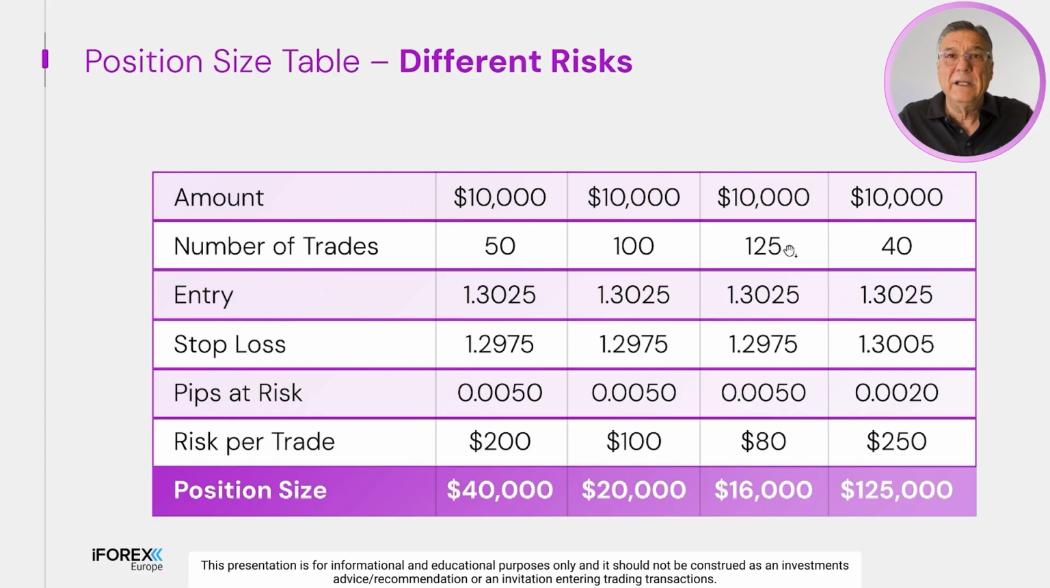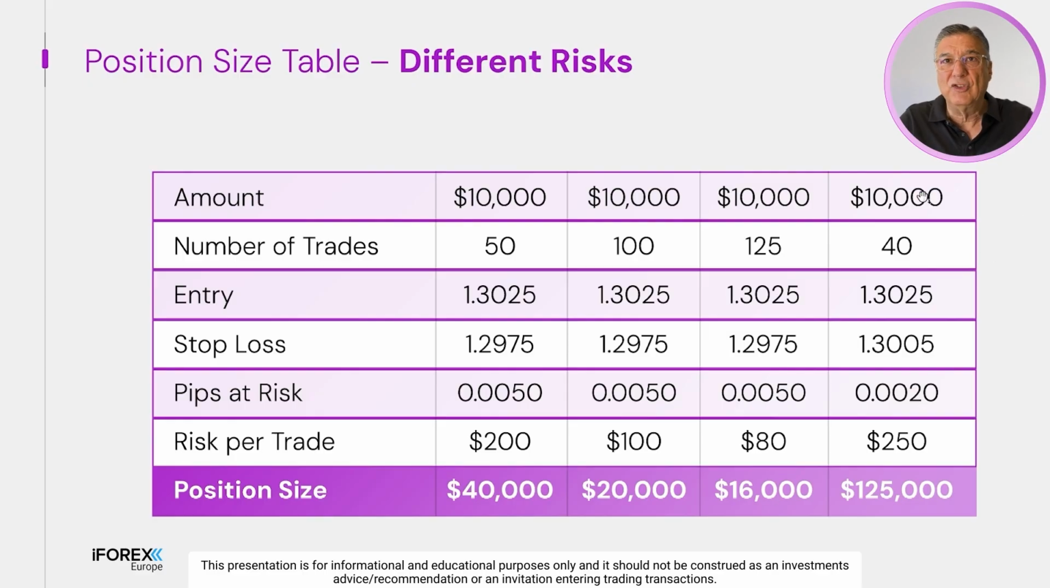Now we want to make 125 trades based on our $10,000 deposit. Again, the entry and the exit is the same. Exit meaning the stop loss. It's 50 pips at risk. And of course, the risk per trade is 80. If we divide $10,000 by 125 trades, then we get $80 risk per trade. Now, we divide $80 risk per trade by 0.005 pips at risk. The answer is $16,000 as a position size.